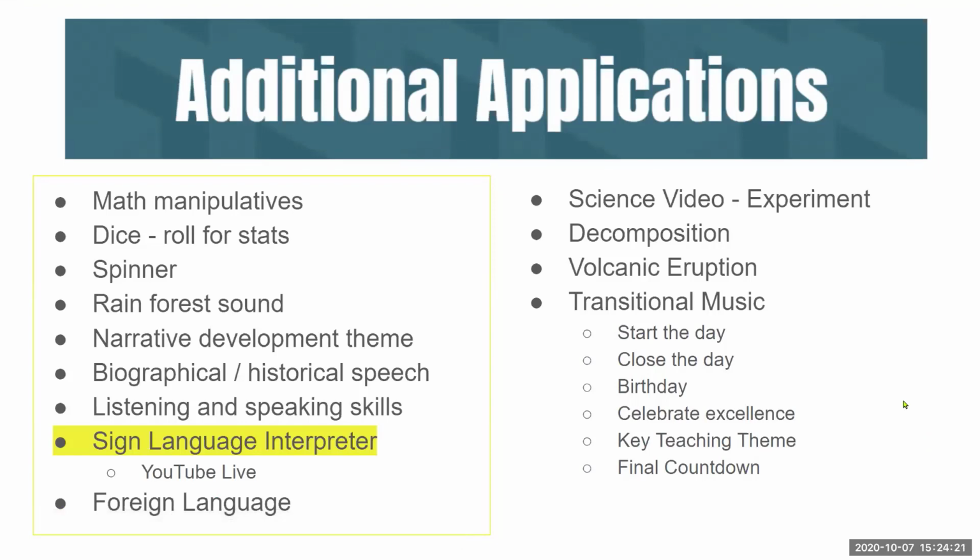I'm not going to read through all of these, but I did want to mention the sign language interpreter as an option. If you have a child with special needs or any one of your students have unique needs and they need a sign language interpreter, one option is to have that sign language interpreter sign live inside YouTube Live, and then you could drag that YouTube Live video on the screen in order to provide that student with specialized instruction to meet their unique needs.